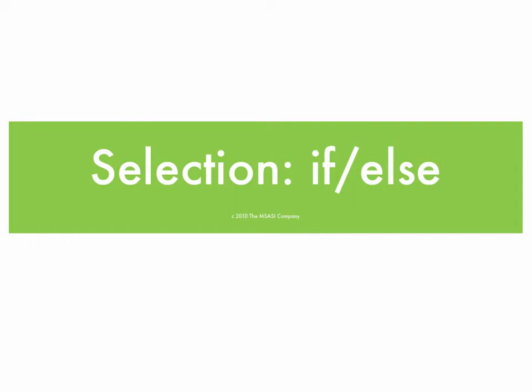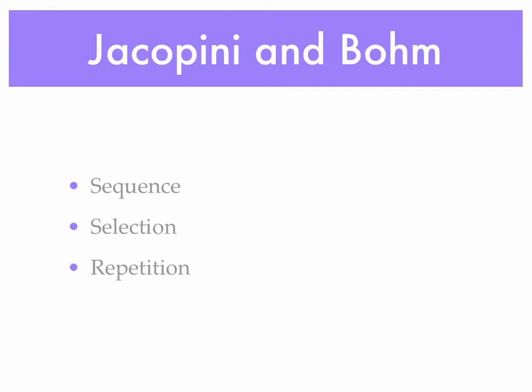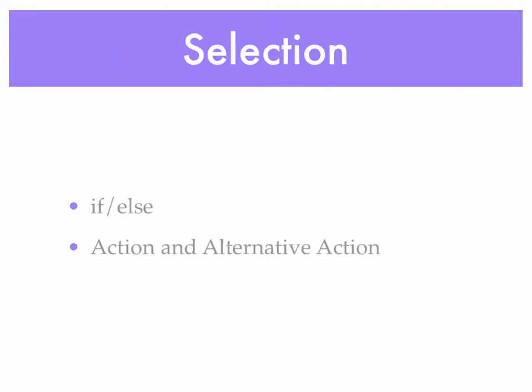All right, let's look at selection, specifically the construct if-else. We remember that Jacobini and Böhm put forth a theory that all computer programming consists of sequence, selection, and repetition. Today we'll be looking at selection, specifically that if-else construct. Now selection with the if-else provides to us an action and an alternative action.